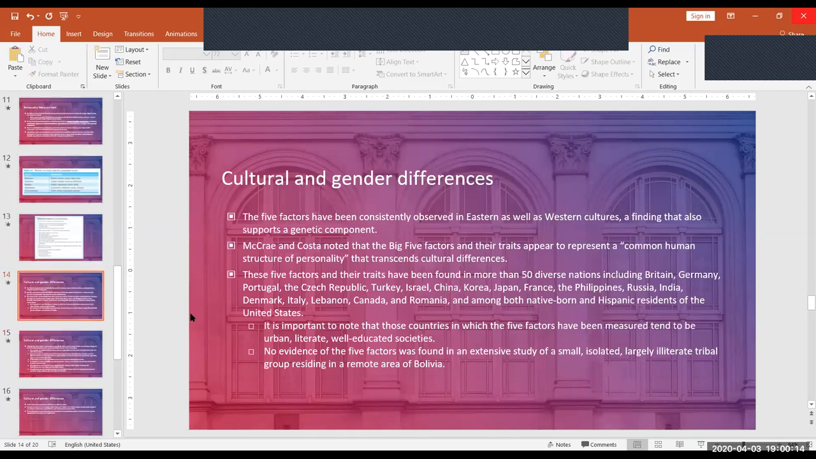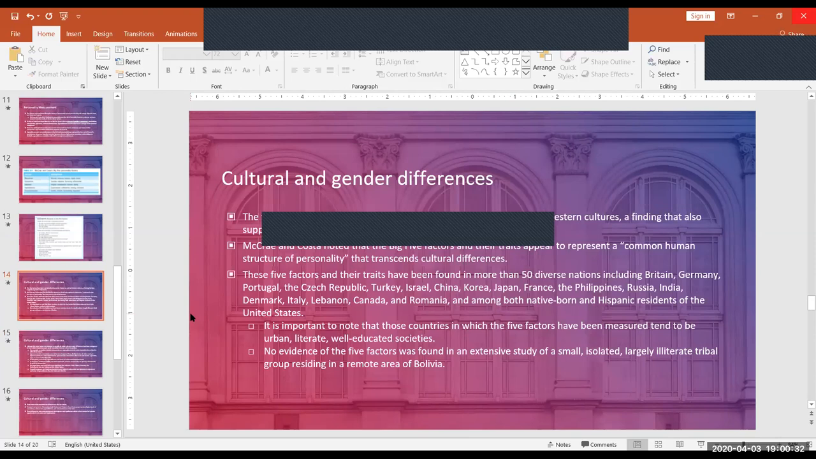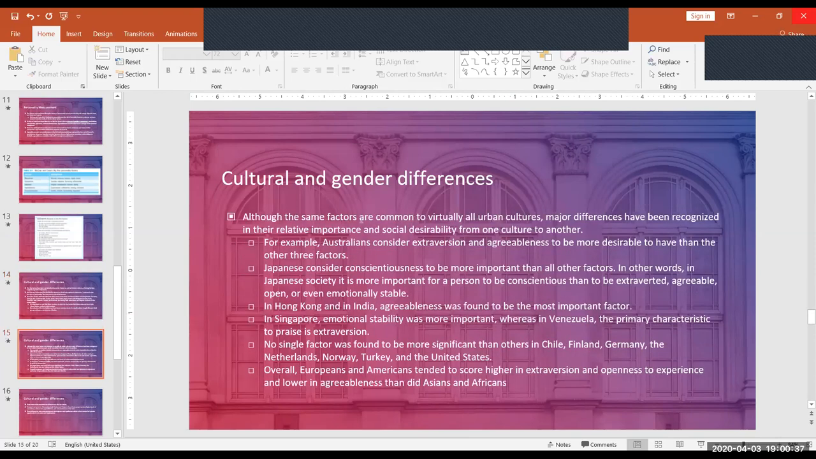And as I said, even though this pattern of human personality has been found consistent across nations, there are different emphases in different nations, because some cultures see one dimension as more important than the others. For example, Australians consider extraversion and agreeableness more desirable than the other three. But someone from a quite collective and tight culture, like Japanese or Indonesian, would consider conscientiousness more important, because a higher score of conscientiousness means people would be more willing to comply with social regulations and more considerate in social interaction. This is very important for people who live in a collective culture.